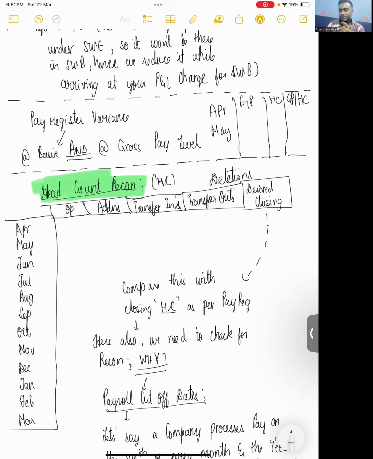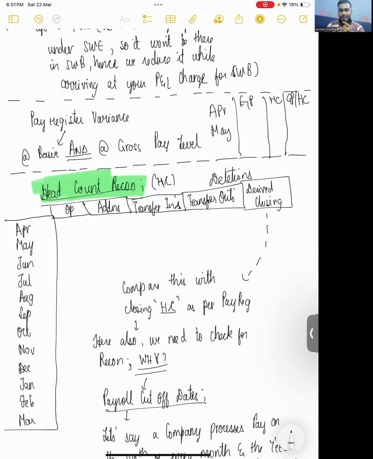And you know how many employees came in as transfers, how many employees went out as transfers. To give an example of transferring, let's say Tata Group is a very big group. Let's say a person moves from Tata Steel to Tata Motors. He might be a transfer in at Tata Motors, and he might be a transfer out from Tata Steel. So this is the concept of transfer in and transfer out.